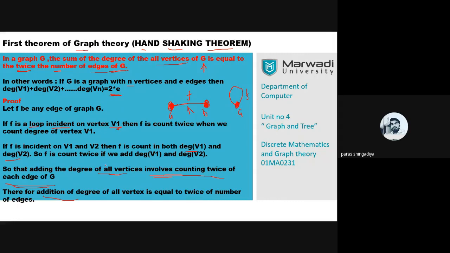Therefore, the sum of the degrees of all vertices is always equal to twice the number of edges. Why is it twice the number of edges? Because when we count the degree, every edge is counted 2 times, at each vertex. Every edge of the graph G is counted 2 times, and therefore the sum of the degrees of all vertices is equal to twice the number of edges. So that is the proof of this theorem.